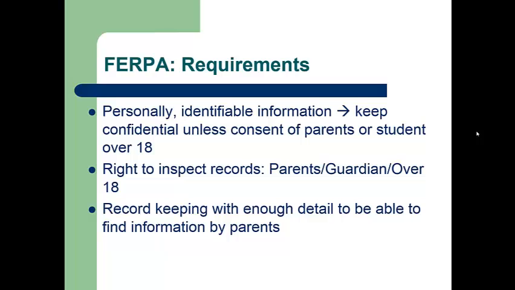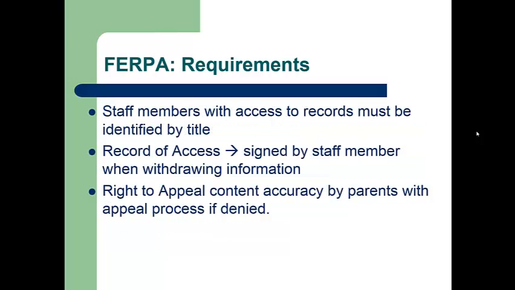The record keeping with enough detail to be able to find information by the parents. Staff members with access to records must be identified by title. We always had in two spots within the school, on my office door, a specific list of people who had access to records by their title, and we always kept our records in a safe because it was a fireproof safe, and we also put the notice on the safe. Record of access signed by staff member when withdrawing information, and again we said the right to appeal content accuracy by parents with appeal process if denied.